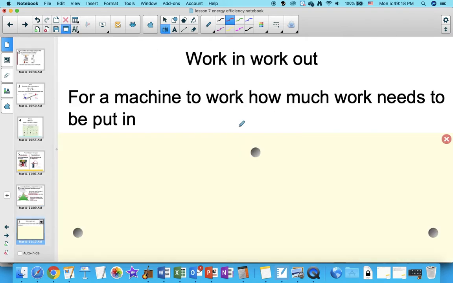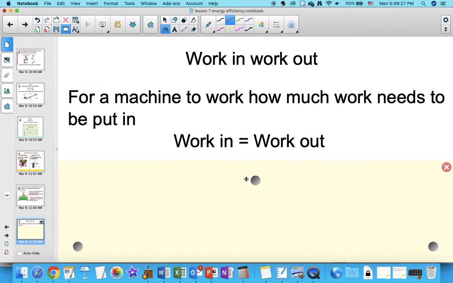So for a machine to do work, how much work needs to be put in? This is just a review from our earlier lessons, because you need to know that work in must equal work out. In levers, we talked about this. The amount of work done by the machine or the load has to equal the amount of work you put in. Machines don't lower the amount of work. Machines lower the amount of force you need.